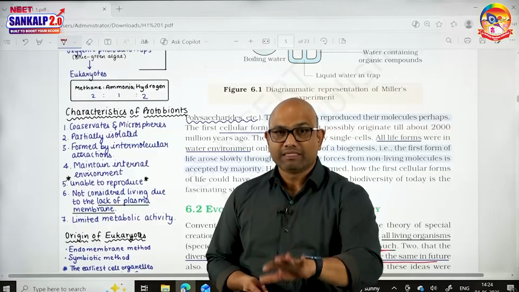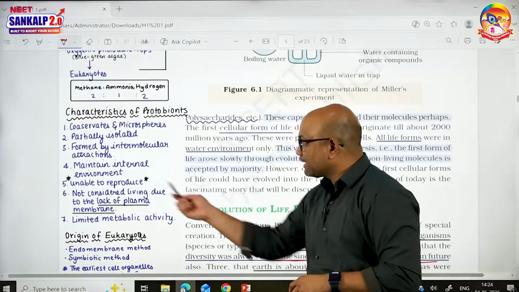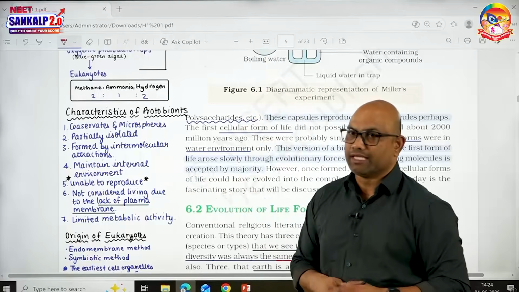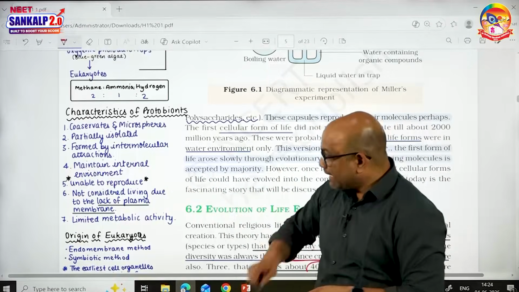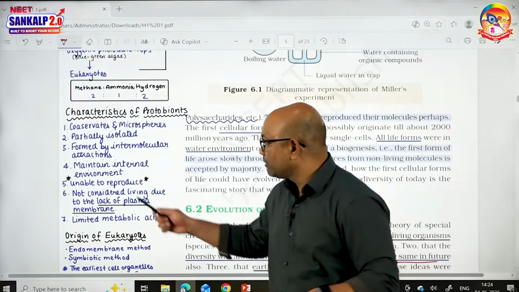Protobionts are not life, but pre-life with some limited metabolic activity. What are the characteristics of protobionts? Protobionts are partially isolated from the surroundings. They are formed by intermolecular attractions. They maintain an internal environment, but it is not life, so it is unable to reproduce.